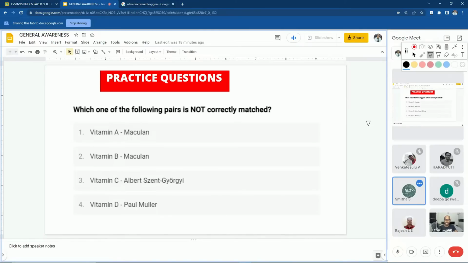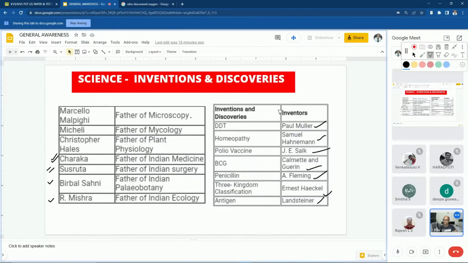That's why. Right. Complicated question. We have read just vitamin A, B, C, D. But now there is something wrong with the combination. Please read, ma'am. Which one of the following facts is not correctly matched? Vitamin A, McCollum. Vitamin B, McCollum. Vitamin C, Albert Szent-Györgyi. Vitamin D, Paul Muller. So let us go back to the slide where you have read all the vitamins.